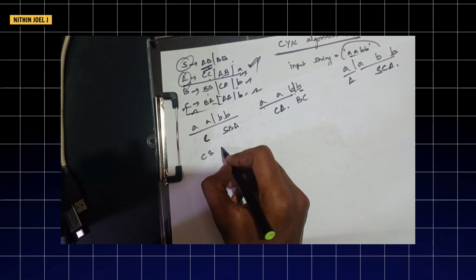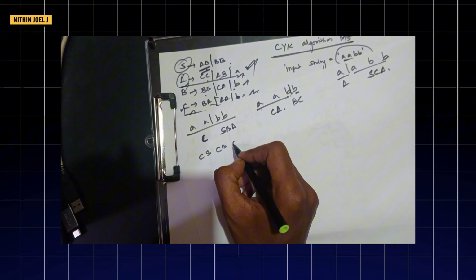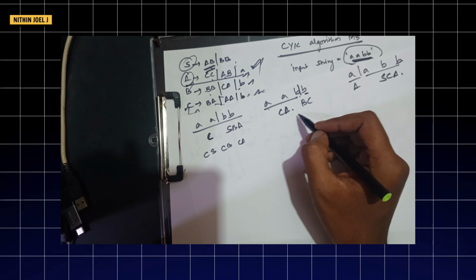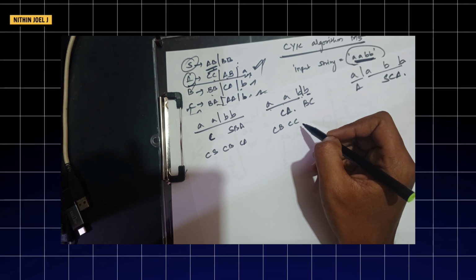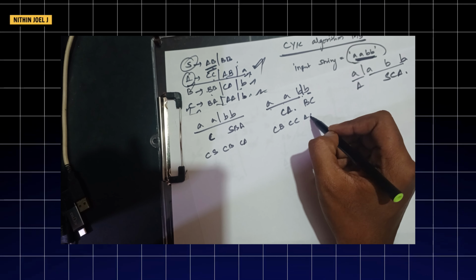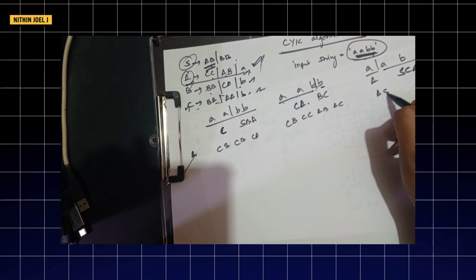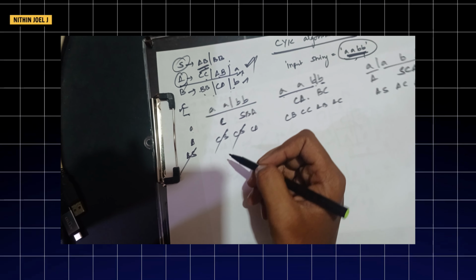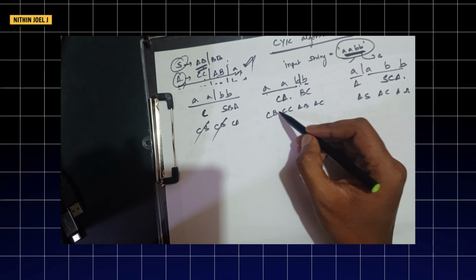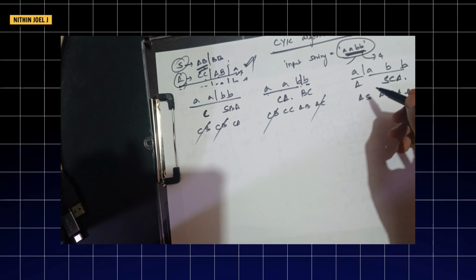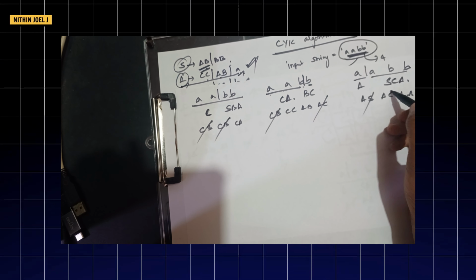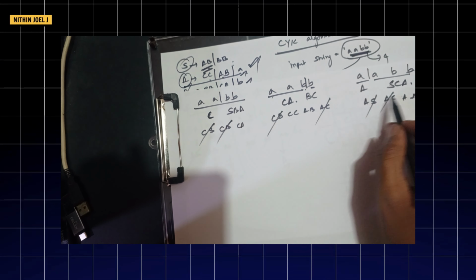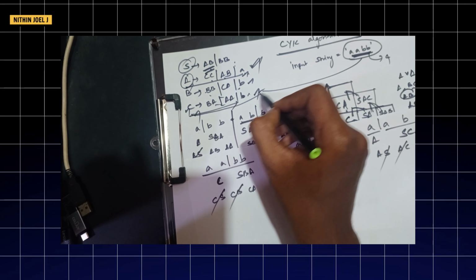So we will get CS, CB, and CA. And on this side, we will get CB, CC, and AB, AC. So here, AS, AC, AA, we will get. So now you can see CS, CB, CB, AC, AS, AC are all produced by our production rules over here.